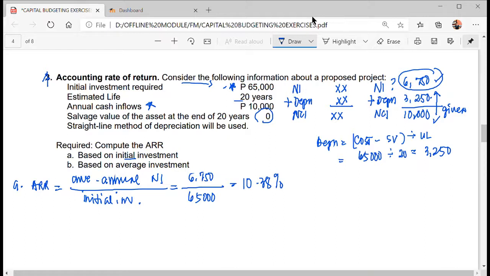So what does this mean? What does the ARR mean? This is how much you will get if you invest in this kind of project. If you spend 65,000 for a specific investment, what you get every year from that investment would be 6,750. If you are the investor, you are interested to know what you will get from this investment. So if I invest 65,000, every year I'm going to get 6,750, and that is equivalent to 10.38% of my investment. It depends on you whether that return is okay or you want more.